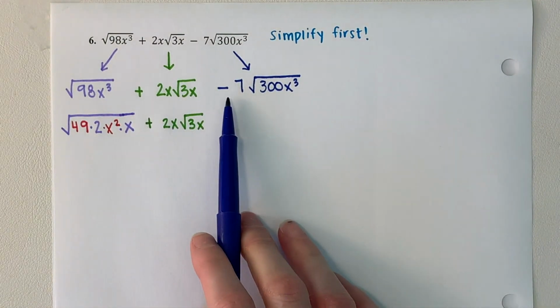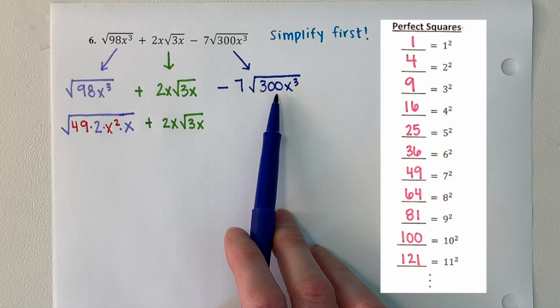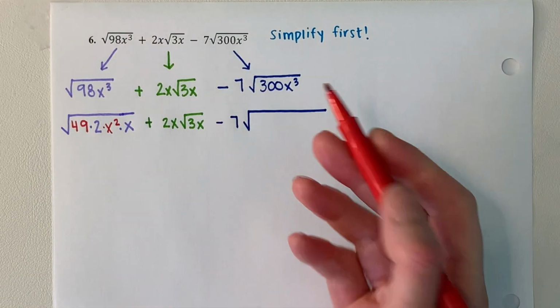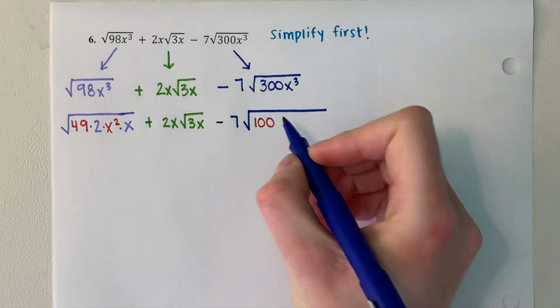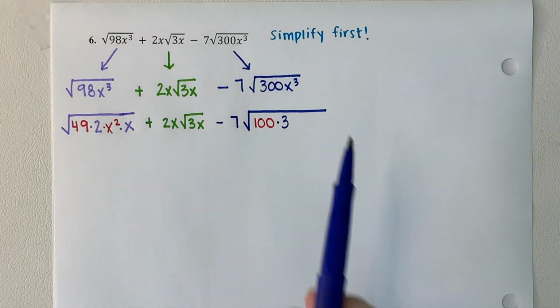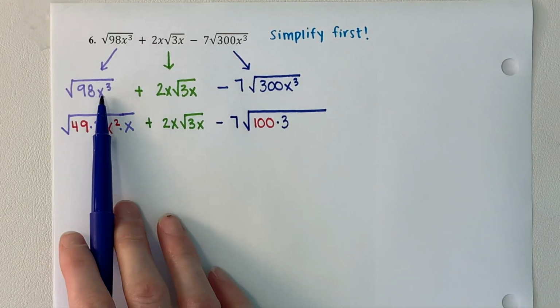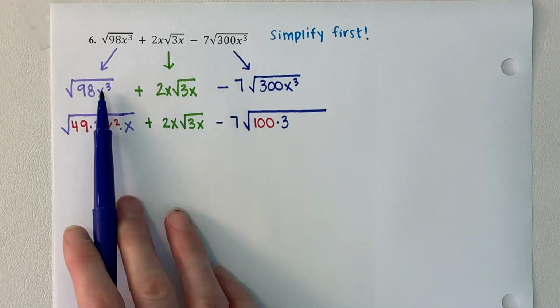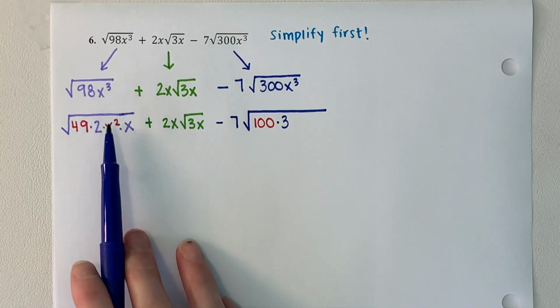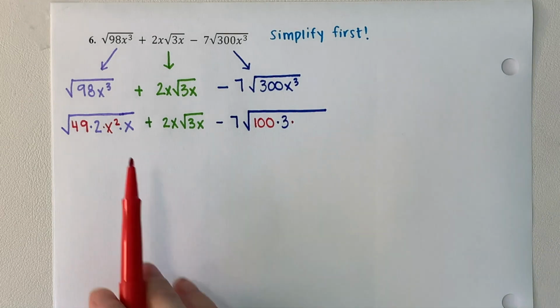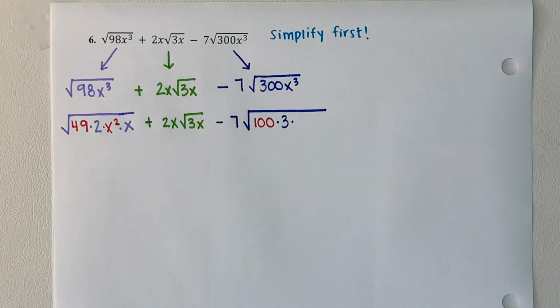Next, let's look at this expression here. 300 is not a perfect square. The largest perfect square that multiplies evenly into 300 is 100. So let's rewrite 300 as 100 times 3. And now we see x cubed again, just like we did over here. We already determined that the largest perfect square that multiplies evenly into x cubed is x squared. So just like we did over here, let's rewrite x cubed as x squared times x.